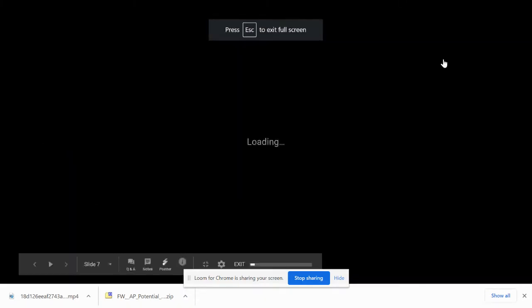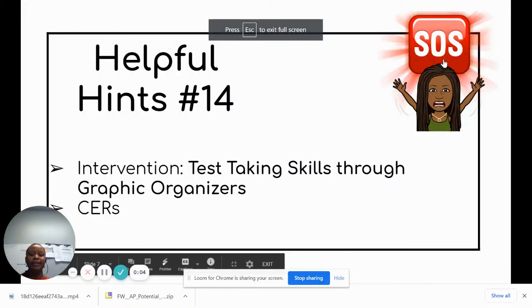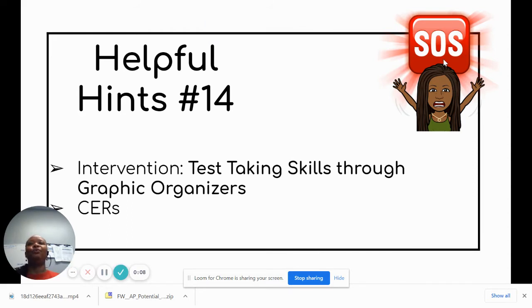Welcome back to another helpful hint. We're going to do number 14. We are going to focus on how to teach students test taking skills, and we're going to use a graphic organizer. Now, I've kind of merged a number of things together. I don't do things in isolation.